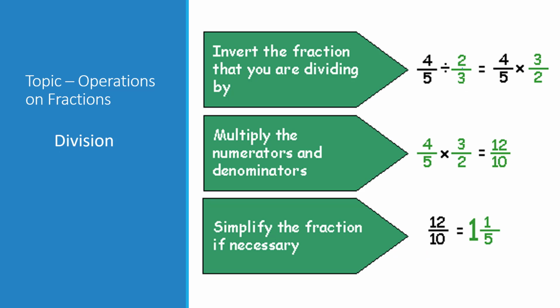Now with division, it's the same concept, but one part you have to be very careful with is the fraction that comes after the division sign. You want to flip that fraction and multiply by what we call the reciprocal. So what happens is the 4/5 stays the same. We change it to multiplication and we flip the second fraction to be 3/2. Then we multiply straight across just as we did a while ago.